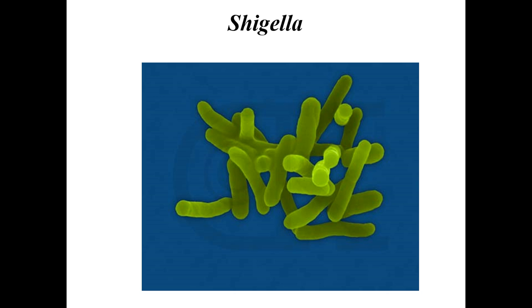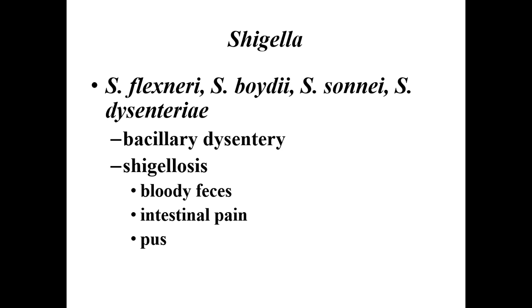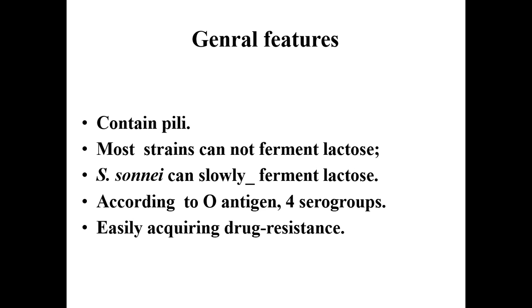Shigella are classified into 4 species: Shigella dysenteriae, Shigella flexneri, Shigella boydii, and Shigella sonnei, which are also designated as serogroups A, B, C, and D respectively. General features: they contain pili. Most strains cannot ferment lactose. Shigella sonnei can slowly ferment lactose. Classified according to O antigen for serogroups, they easily acquire drug resistance.